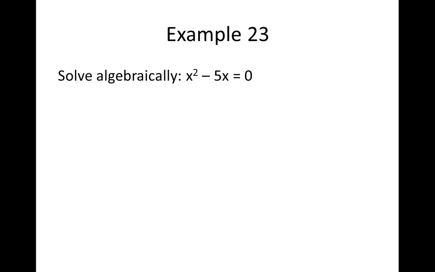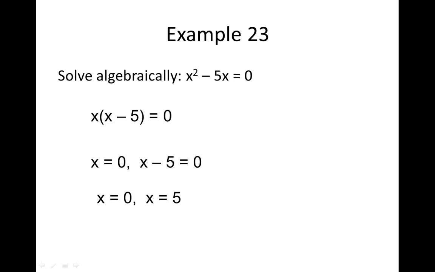Okay, x squared minus 5x equals 0. Again, we did these earlier with the graphing calculator, but you need to be able to do these algebraically as well. So step 1, let's factor this guy. So pull out an x, you get x times x minus 5 equals 0, set each factor equal to 0, and solve for x. You get x equals 0 and x equals 5. Plug both of these back in, we should get a true statement.